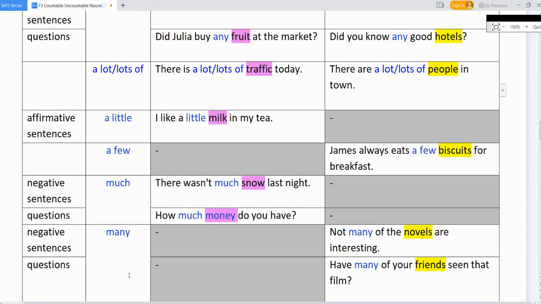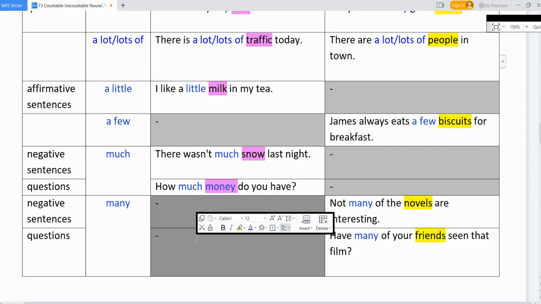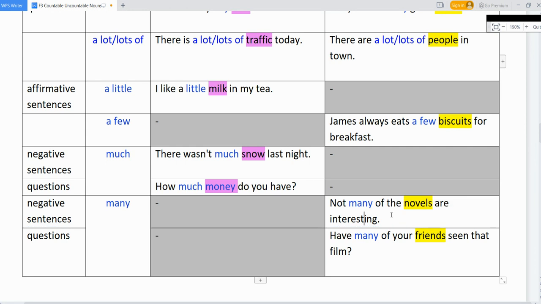Okay, next we look at the word many. Okay, so many is actually the opposite of much lah in terms of the usage with the noun. Okay, so basically much cannot be used with plural countable. Many cannot be used with uncountable. So many can only be used with plural countable. Benda yang banyak boleh kira. Okay, so in negative sentence, you can say not many of the novels are interesting. But in a question, you can say how many of your friends have seen that film?